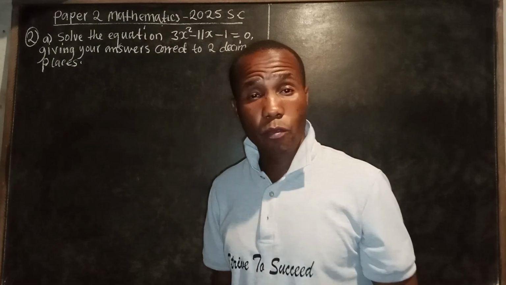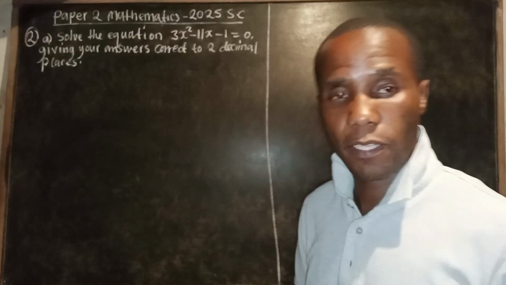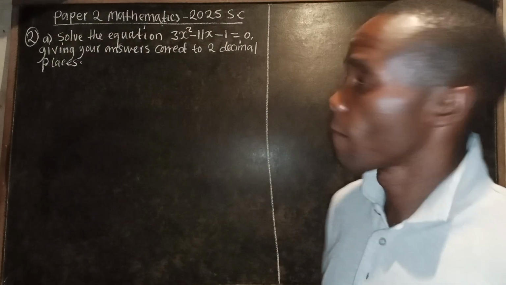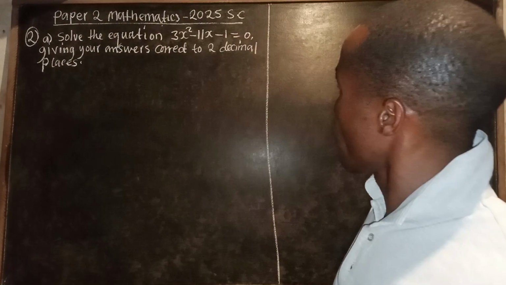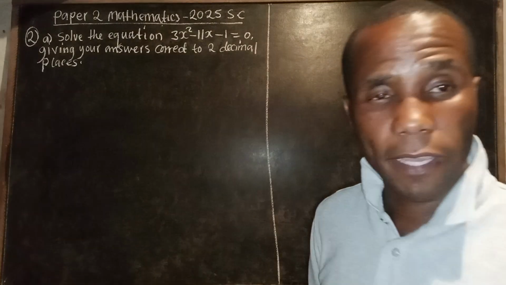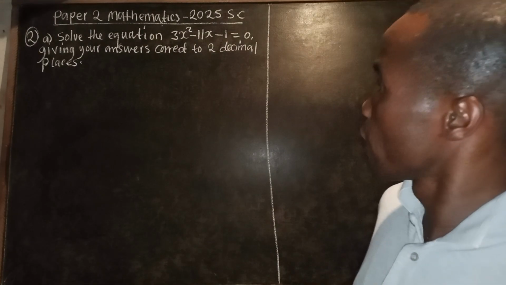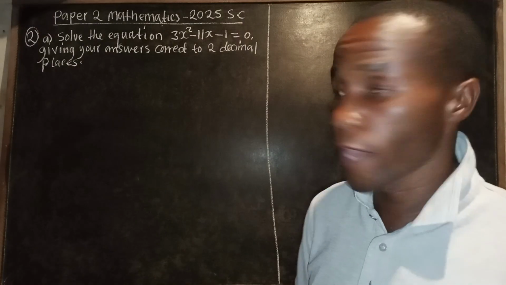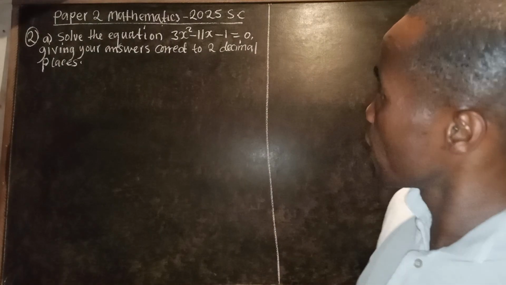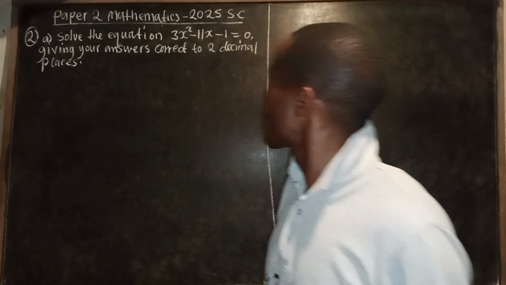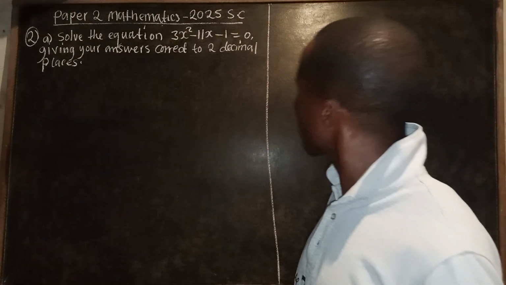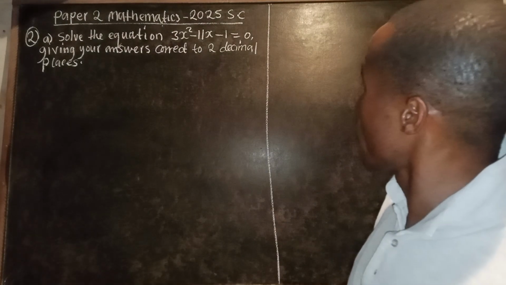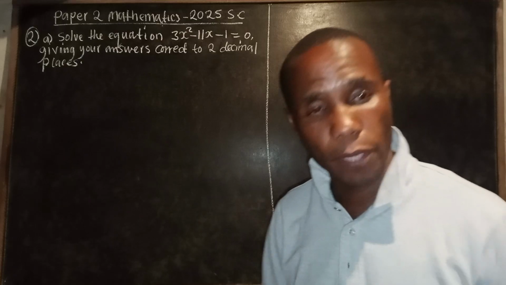Okay, I welcome you to this wonderful class, the class of mathematics. Today we are looking at the question which is coming from Mathematics Paper 2, 2025, internal. This question was question number 2a. The question reads: solve the equation 3x squared minus 11x minus 1 equals 0, giving your answers correct to 2 decimal places.